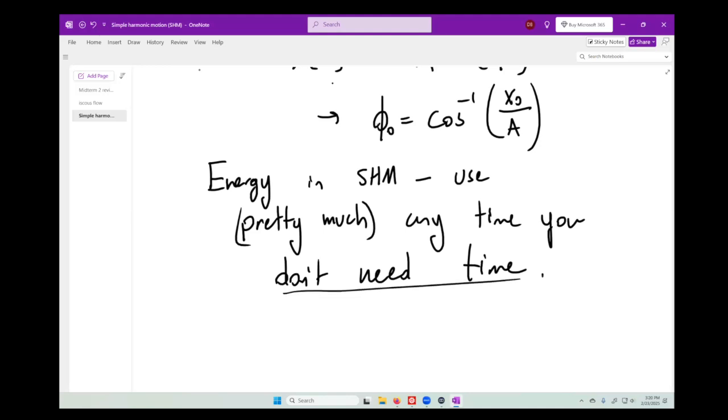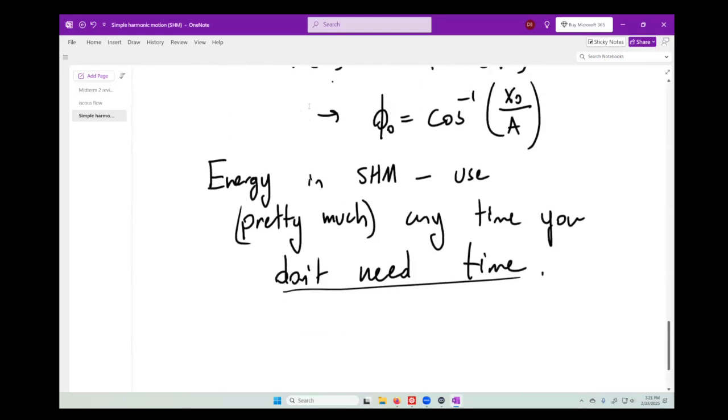Basically, it's any time you have a problem that's not asking you for the time at which something occurs or the time something takes. For that, you'd need to use kinematics. But if you're just trying to find the speed, or the position when the mass has a certain speed or something like that, you probably want to try to use energy conservation. And so how do you do that?